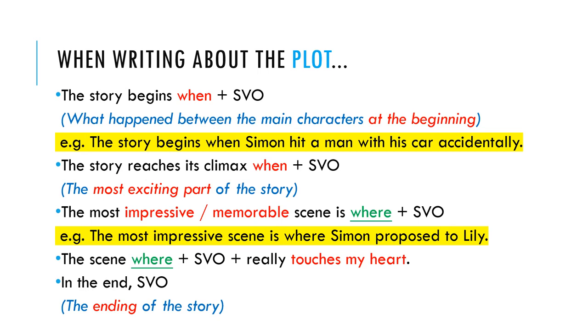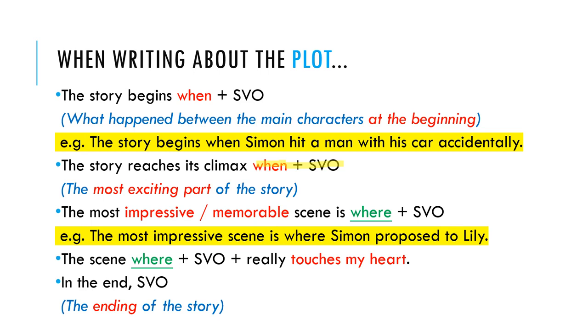And then afterwards, after the beginning, maybe the story keeps developing and then it reaches a climax. That means the most exciting part of the story. Then you can also tell me the climax of the story by using this sentence pattern. The story reaches its climax when, and then just like the previous sentence pattern, you also use SVO, subject, verb, object, which is a complete sentence after the word when. So let's say the most exciting part is when Simon fights with another man, then you can tell me what happened in that climax part.